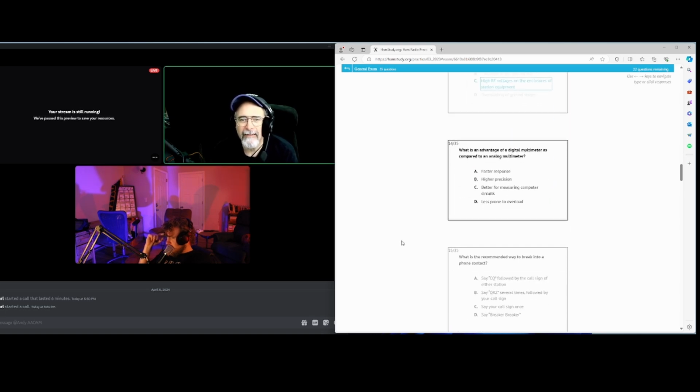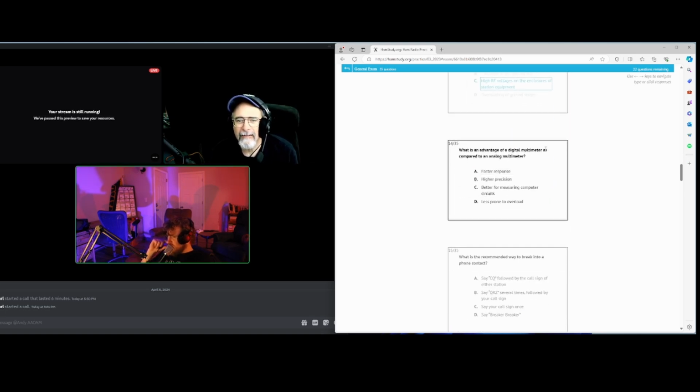Question 14. What is the advantage of a digital multimeter as compared to an analog multimeter? Less prone to overload. Better for measuring computer circuits. It could be. Higher precision. Maybe. Faster response. Maybe.